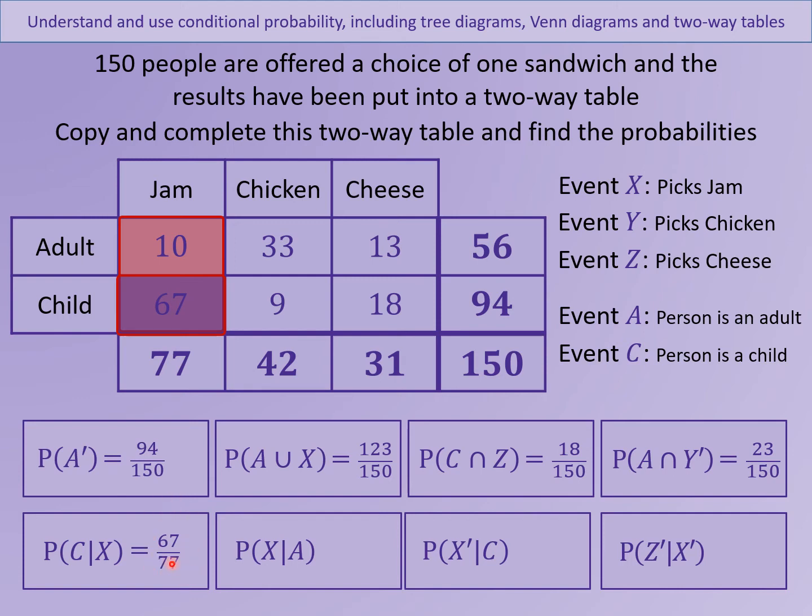Okay, so just doing that rather than having to work out what's the probability of A and X and divide it by the probability of X. You could do it like that, but you don't have to. You can read it straight from the table.